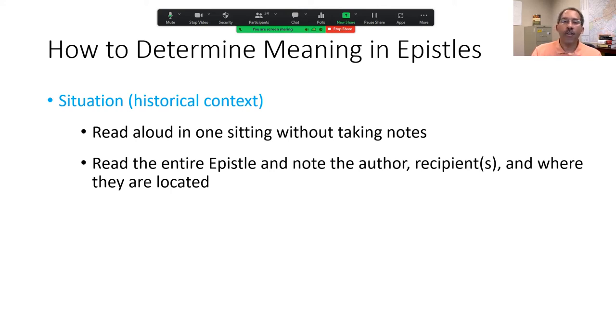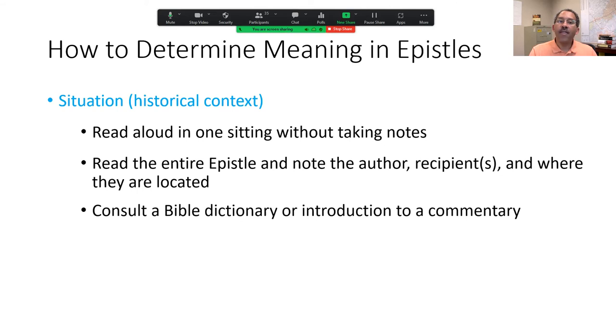So you want to know the author, the recipient or recipients, and where they're located. If you read it a couple of times, sometimes you can even see where they are located, whether in Rome or Galatia or wherever. So you've read it once aloud in one sitting. You read it again, taking some very basic notes, and then you can start digging into what they call secondary sources. Primary source is the Bible. Secondary source is anything outside of the Bible.